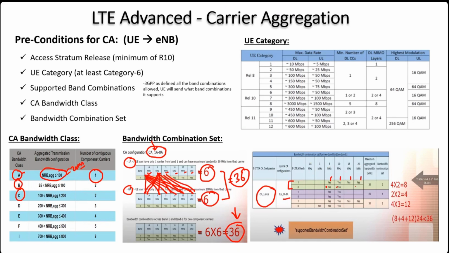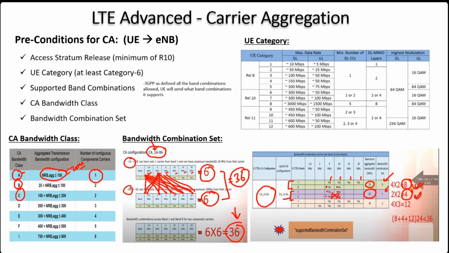So how many sets are possible? It is telling that only 30 megahertz you will aggregate from this particular set. We have given it set number 0. How many possibilities are there? 4 into 2, 8. The other set defined by 3GPP is 5 megahertz, 5 megahertz, 5 megahertz, 5 megahertz. Go with this combination set, aggregate 20. This is the other combination set. 2 into 2. How many sets possible? 1, 1, 1, and this. 2 into 2, 4 sets possible.